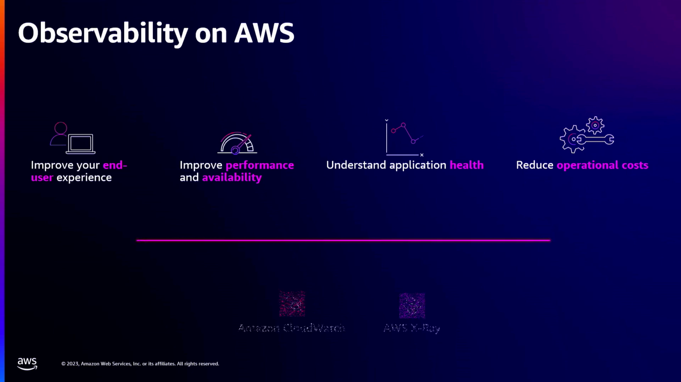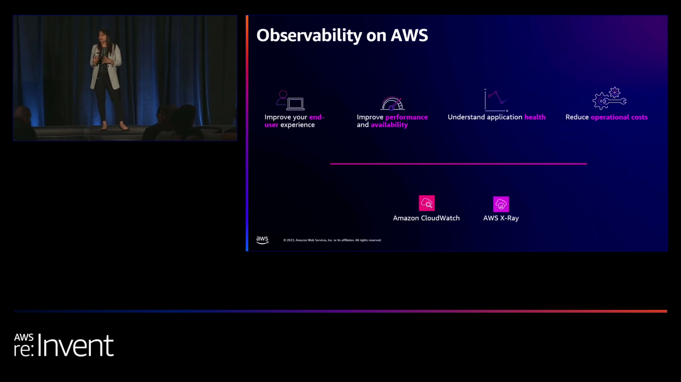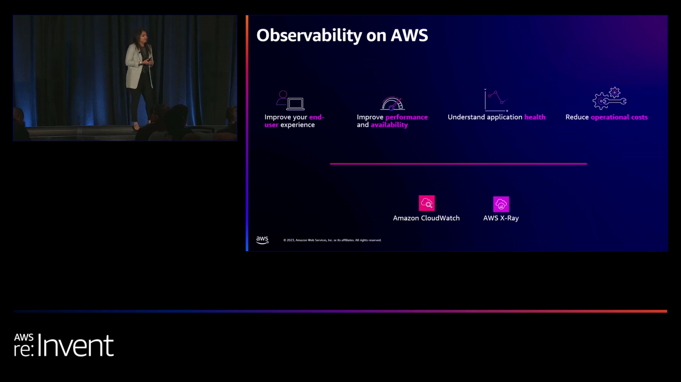In a nutshell, this is what motivates us to talk about observability. It really helps you improve your end-user performance. It helps you understand your application health, also helps you reduce costs, and then improve overall the performance and availability. In this session, we're going to talk about Amazon CloudWatch and AWS X-Ray and how we power observability using these tools in AWS.